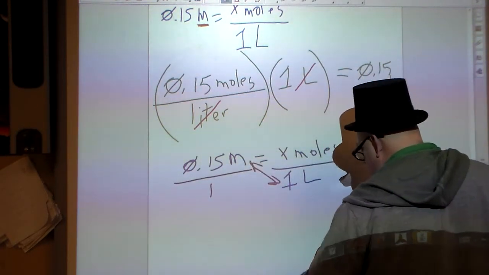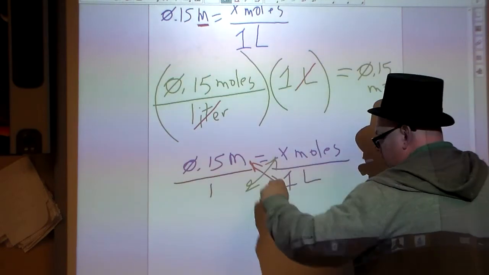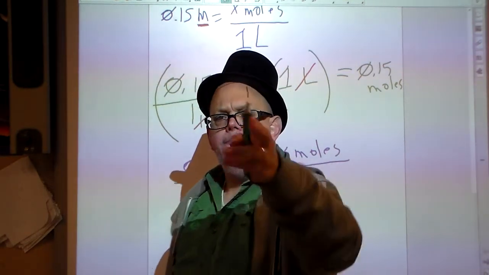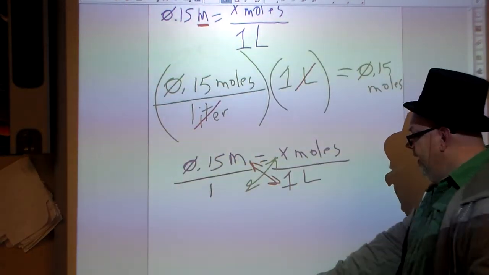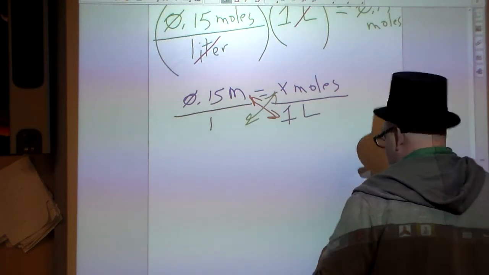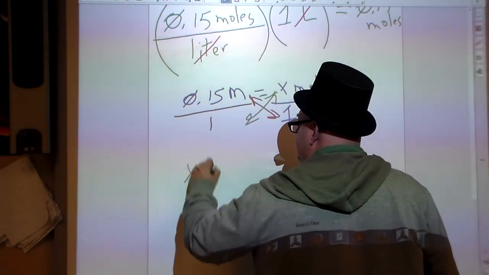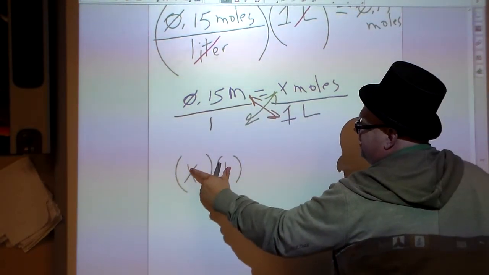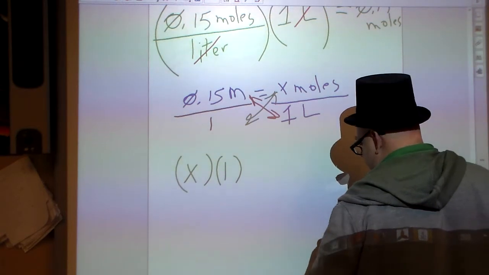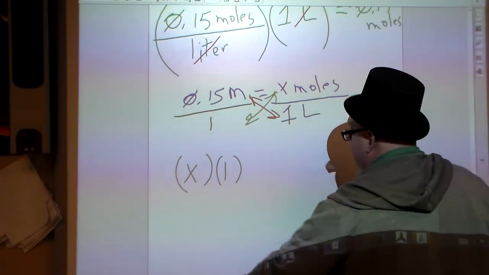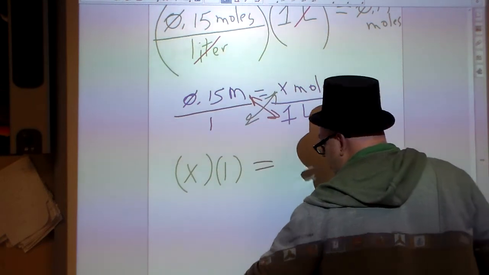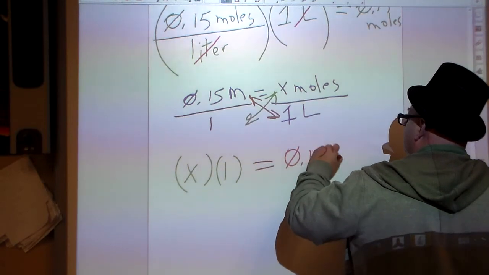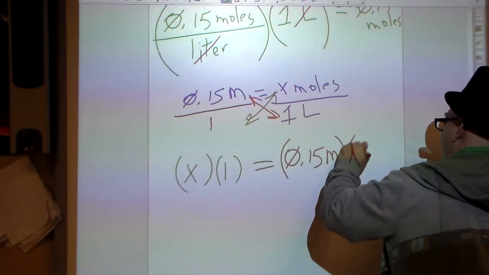And then we can go ahead and cross multiply and divide. Right, the proportion. So, what does that look like? Well, we're going to have x times 1. Notice with the green arrow that I'm doing this in green so you see where it's being multiplied. And it's going to be equal to, because remember this is a proportion, 0.15 molar times 1 liter.